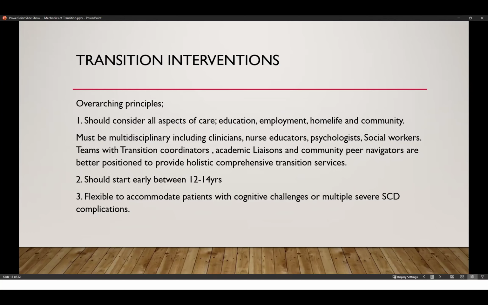And then we should be flexible with accommodating patients' cognitive challenges, as mentioned before, because severe sickle cell disease can actually have all these implications on or impacts on their cognitive abilities. And so when you're thinking of transitioning, we have to consider that as well, and not just say the patient is at this age and should be able to understand this. It takes time. We have to be flexible. Next slide.